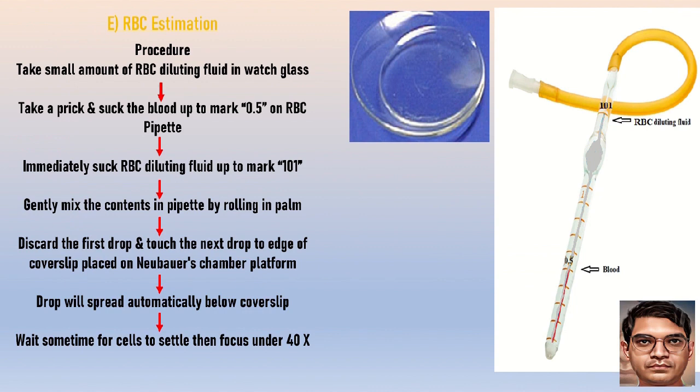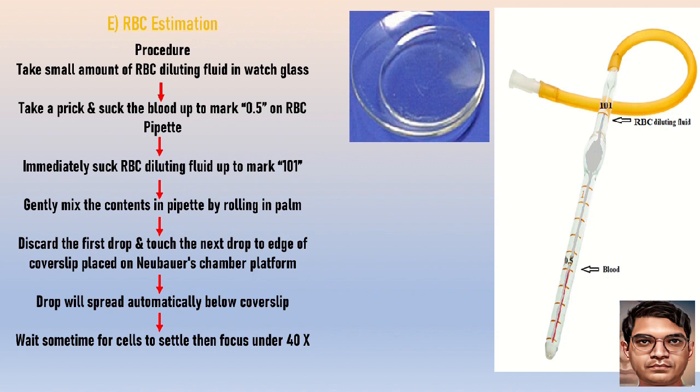Now we'll see the procedure of RBC count. Take a small amount of RBC diluting fluid, which is colorless, in a watch glass. Take a bold prick and suck the blood up to the mark 0.5 on the RBC pipette. Immediately after this, suck the RBC diluting fluid up to the mark 101 on the RBC pipette. Now gently mix the content in the pipette by rolling under the palm.